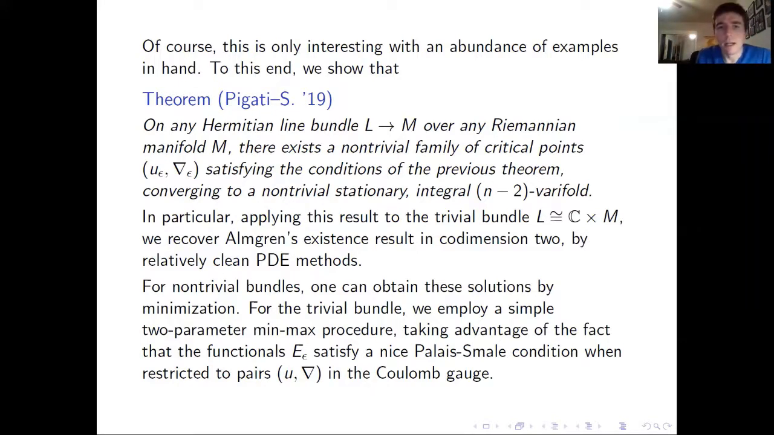Okay. And somehow what we're exploiting here is the fact that the moduli space of these pairs, where say U is non-zero and now some Hermitian connection, modulo the gauge group, has a rich topology, which looks pretty close to the topology of the space of integral n minus 2 cycles.